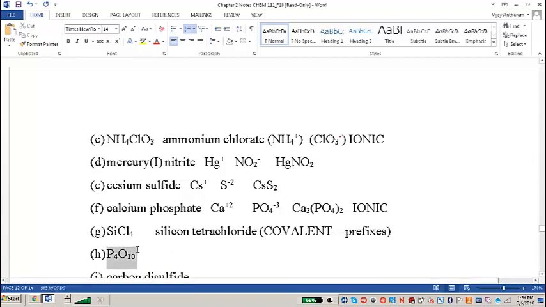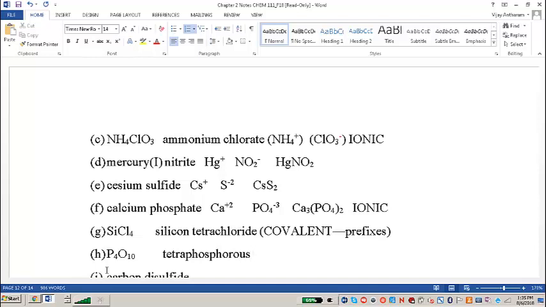P is a nonmetal, O is a nonmetal. Ask yourself the question, is this ionic or covalent? Nonmetal with a nonmetal, it is covalent, so that's going to have some bonds, single, double, triple, it doesn't really matter. What matters is how we name this. 4 is tetra, so it's tetraphosphorus.